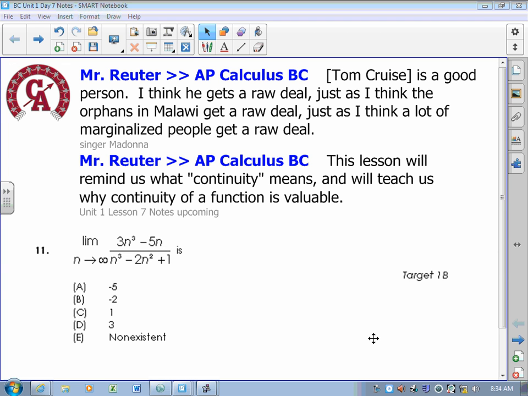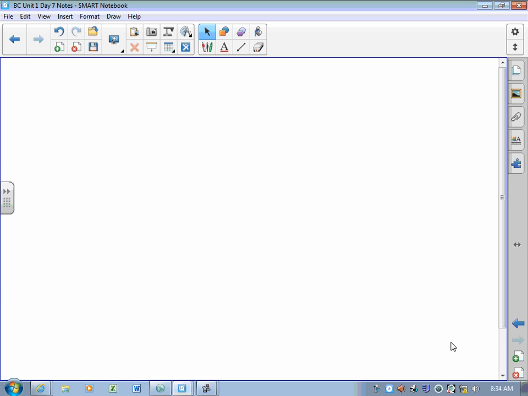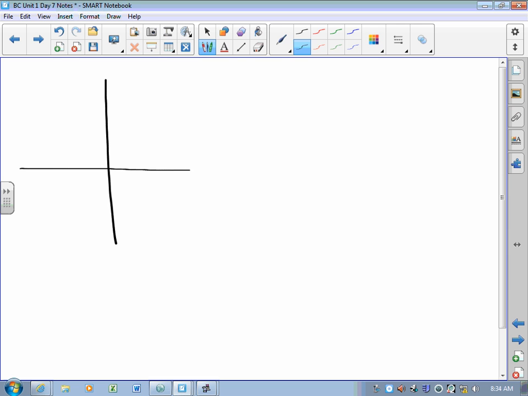Well then, all right, it is lesson 7 in unit 1, and lesson 7 is all about continuity. What does it mean for a function to be continuous? Why does continuity matter? Why is it valuable to us? I mean, we all know what continuity is intuitively. Intuitively, we mean that a function is continuous if you can draw it without picking up your pen from the paper. That's how we know that a function is continuous.